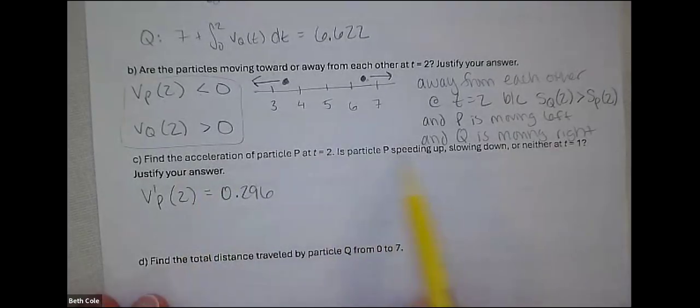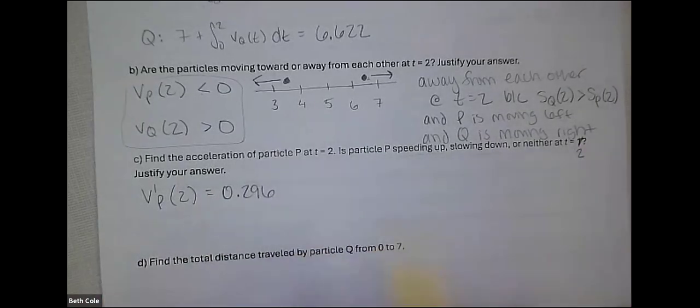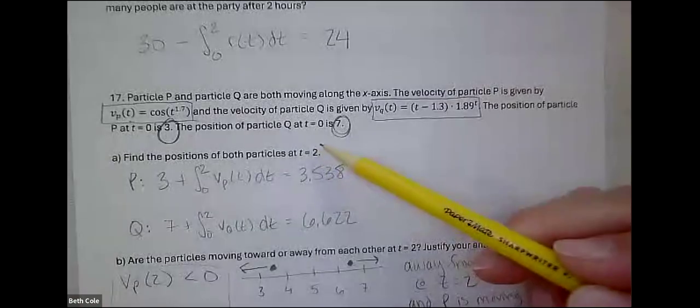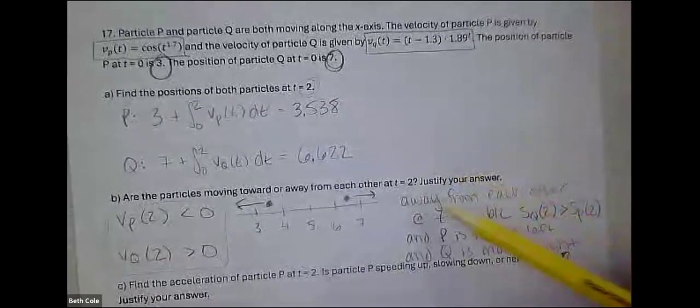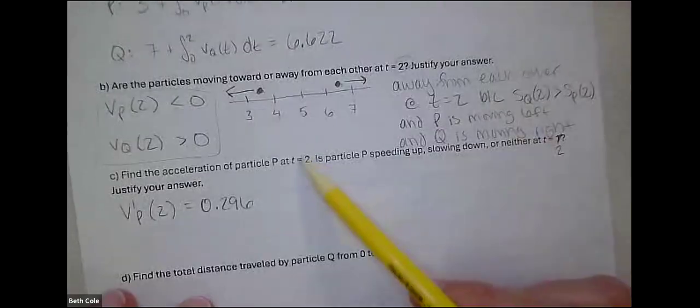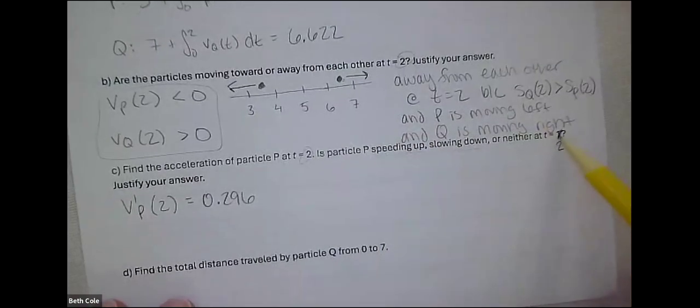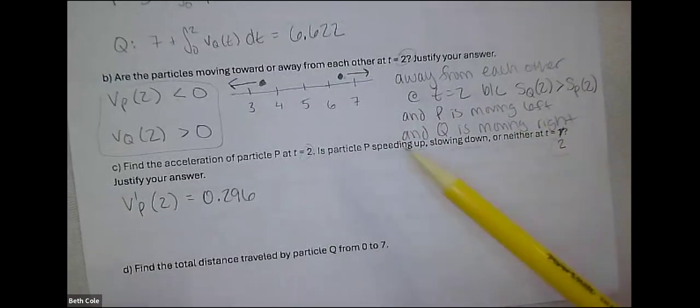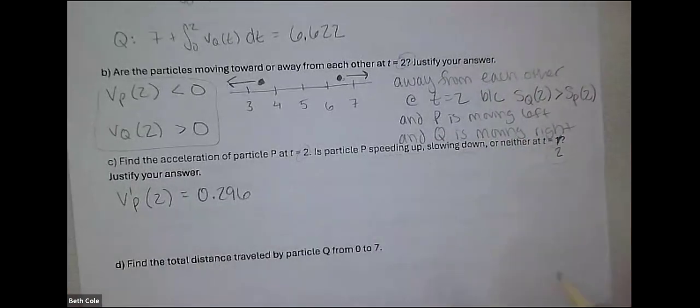We found that. Is particle P speeding up, slowing down, or neither at time? Oh, that should say 2. Sorry. They're all going to be 2 because we're all talking about the same time. This is going to be 2. This is going to be 2. This is going to be 2. That should have said 2. That's just a typo. I am so sorry. It's going to be the same on your test. I don't remember if it's 2, but they pick a time and the whole problem is about the same time.